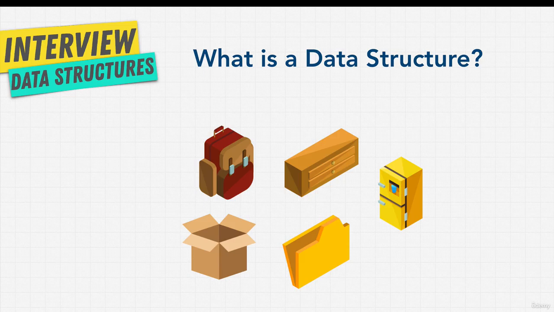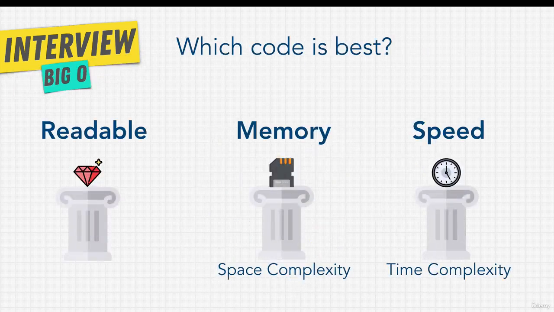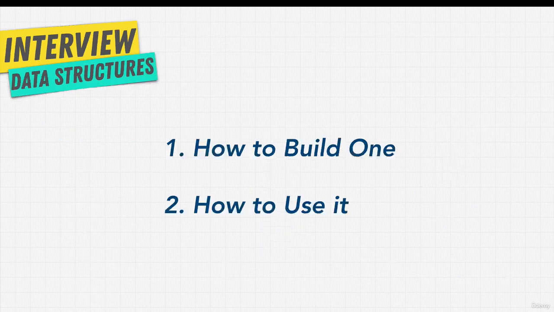Now, as I always like to mention, there are always trade-offs. Every programming question has a trade-off. Remember our 3 pillars of readability, memory, and speed, when we talked about what code is best? Well, we have the same thing with data structures. One is better than the other in some aspects and the other is better in others. That's why they exist, each one for its own specific case.